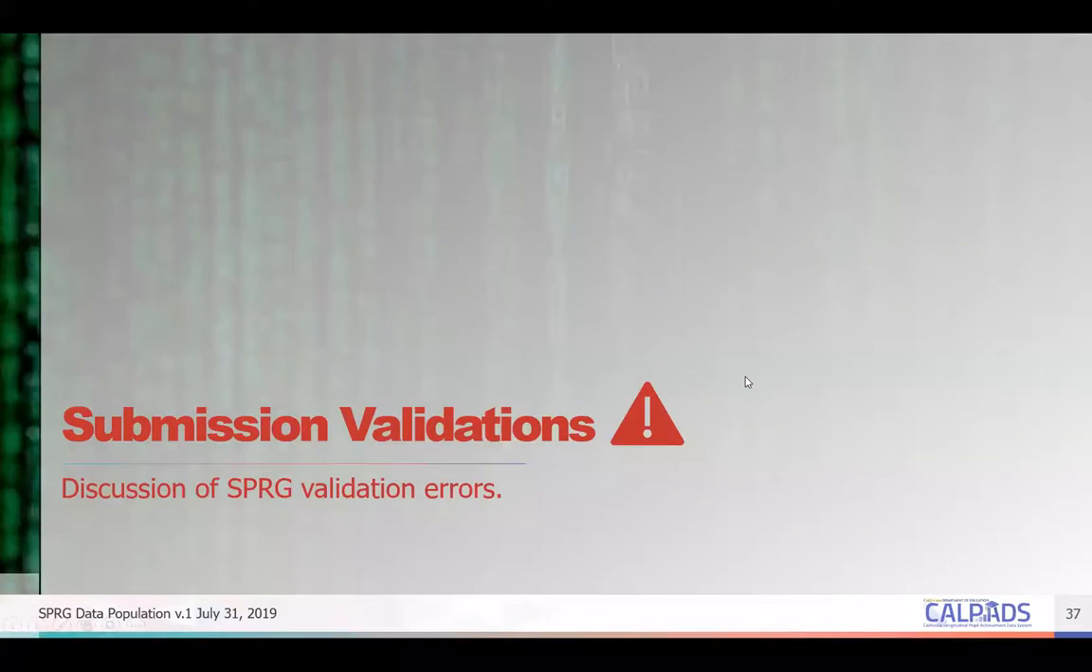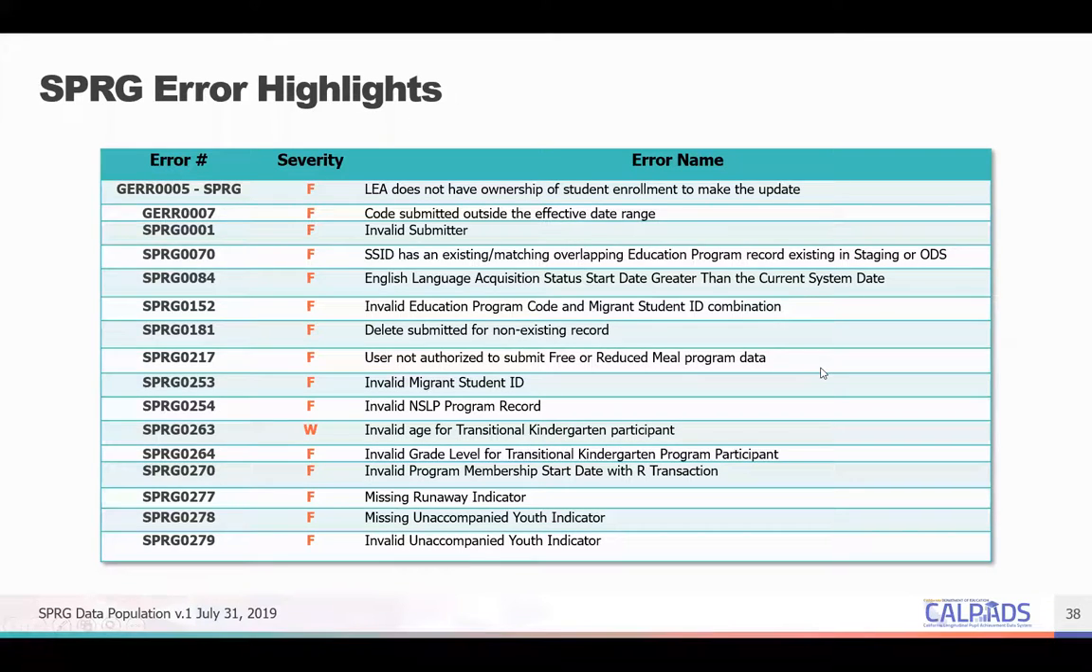Let's now discuss the common validation errors you may encounter when reporting SPRG data to CalPEDS. Here are the common SPRG errors you will encounter when reporting SPRG records to CalPEDS, either through online maintenance or the batch file upload process. You have your general errors, GER5, GER7, and your student program specific errors.